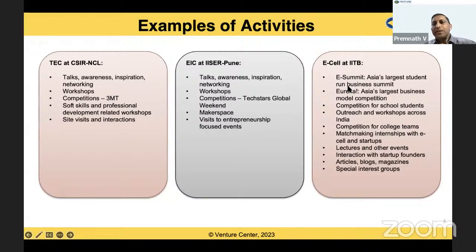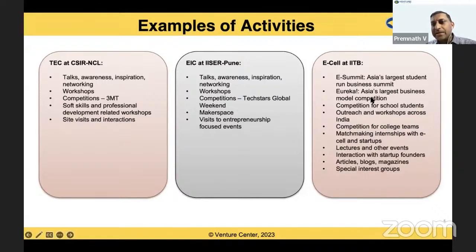ECell at IIT Bombay, on the other hand, has been running very large events, and they see a role which is beyond the institution, also promoting entrepreneurship across campuses. So many of their activities are very large in scale. For example, eSummit is said to be Asia's largest student-run business summit. So it's where a lot of young business people meet, get together, and also meet several experts and role models that they otherwise would only hear of. But it's a very large event.